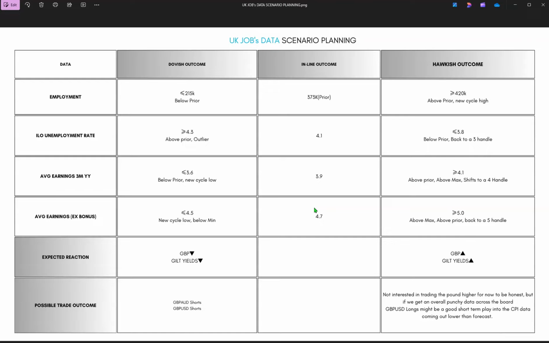And I hope this one was very helpful because I actually tried to go in depth talking about the reasons why I picked these numbers for a dovish outcome.